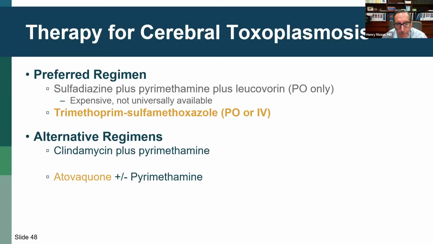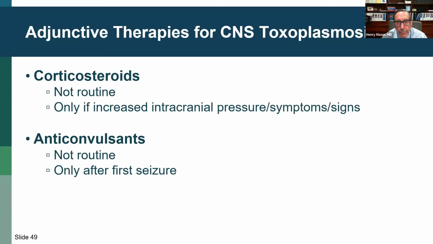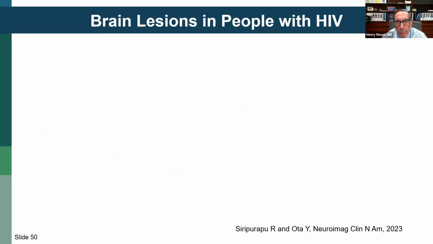Clinda and pyrimethamine is also good. Atovaquone is really a backup regimen. Maybe if somebody's doing well and having trouble tolerating one of the other regimens, you can do atovaquone, but the data with that, with or without pyrimethamine, is not as convincing. And we generally don't give corticosteroids or anticonvulsants unless somebody has an increase in intracranial pressure for steroids or they've already had a seizure.